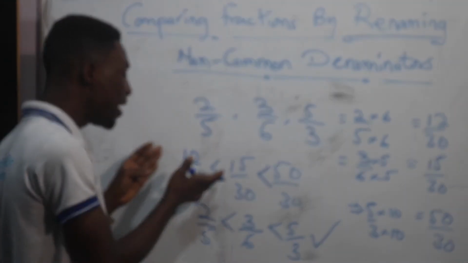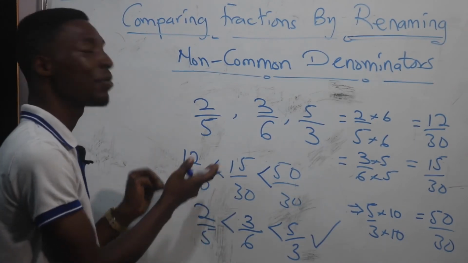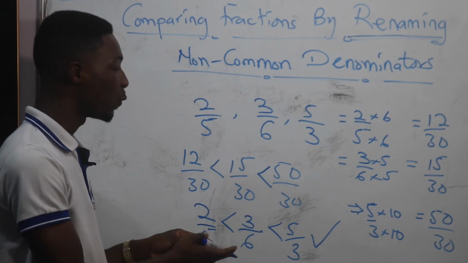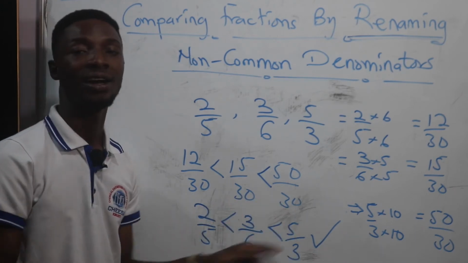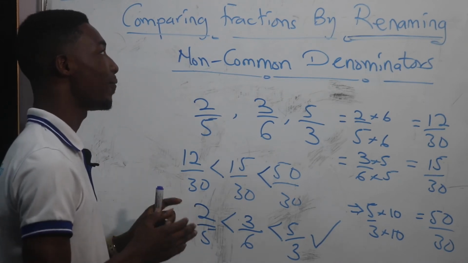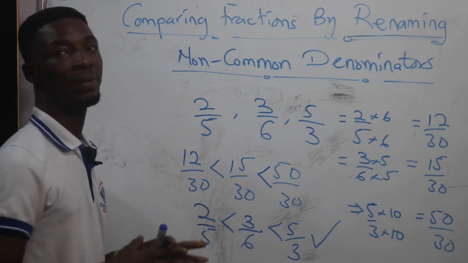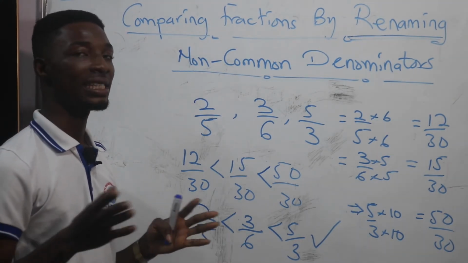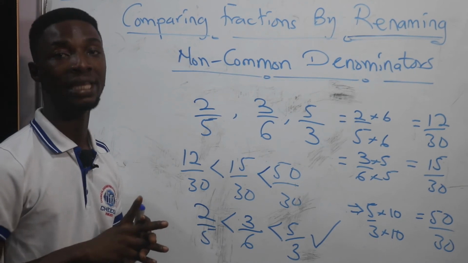Remember, after renaming, you have to represent the equivalent fractions by the original fractions, or else you will not get any mark for the final answer. This is what we call comparison of fractions by renaming. Let's take another set of examples and see how far we go with our renaming method.